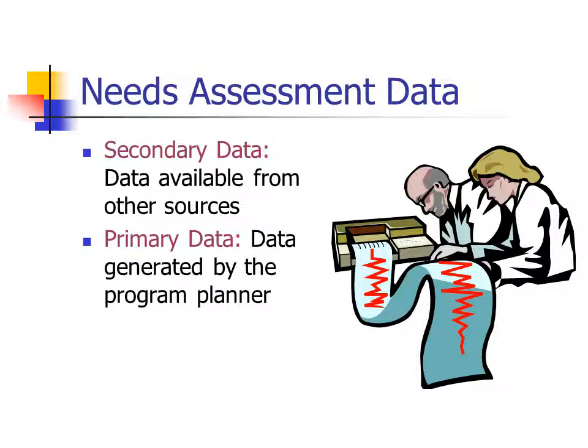All right, so as we're trying to determine what the needs are, we need to understand the concepts of secondary data and primary data. Secondary data are data that are available from external sources. In other words, they've already been gathered by other organizations or groups, but they are available for us to use. And we'll look at some of those in a minute. And then primary data are data that are gathered by the program planner from the priority population in the area that you're going to be working in.